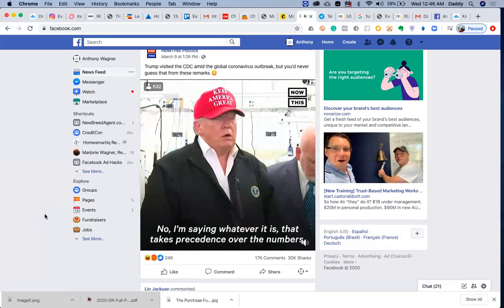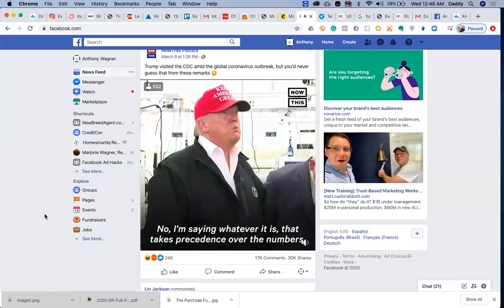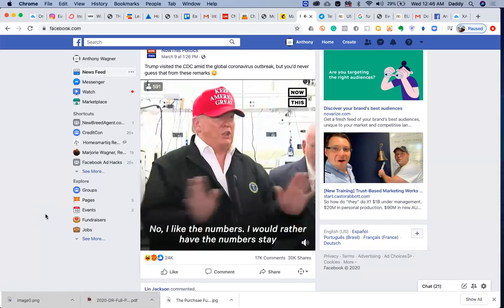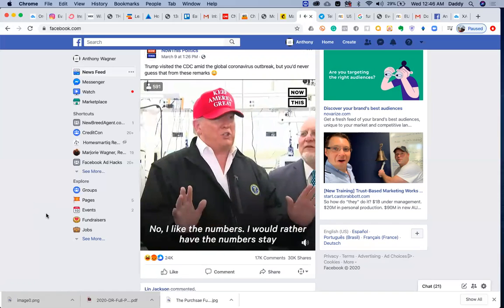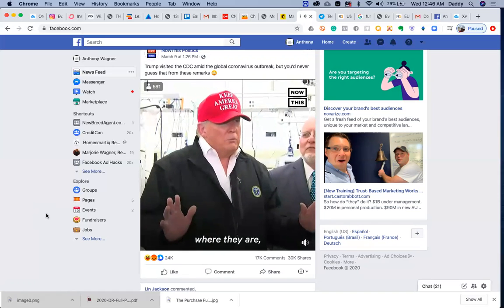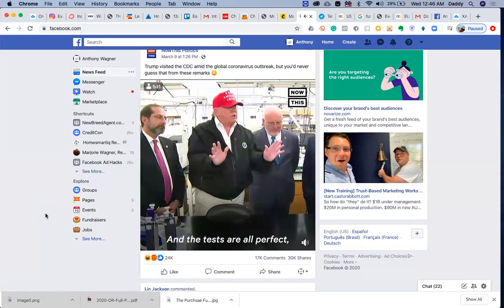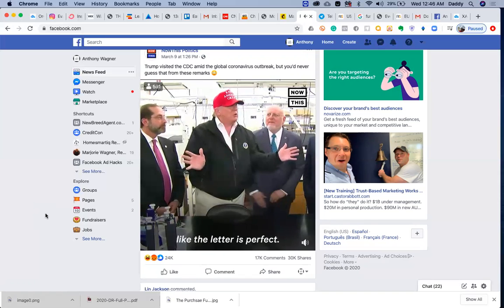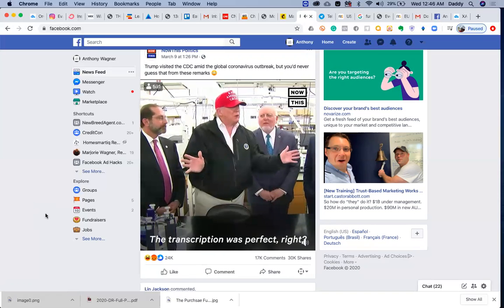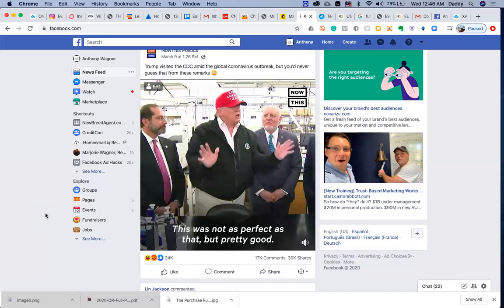No, I'm saying whatever it is that takes precedence over the numbers. No, I like the numbers. I would rather have the numbers stay where they are. But if they want to take them off, they'll take them off. And the tests are all perfect. Like the letter was perfect. The transcription was perfect. This was not as perfect as that, but pretty good.